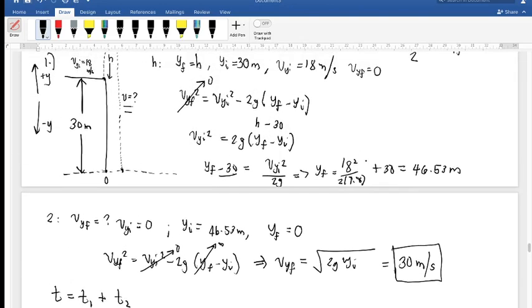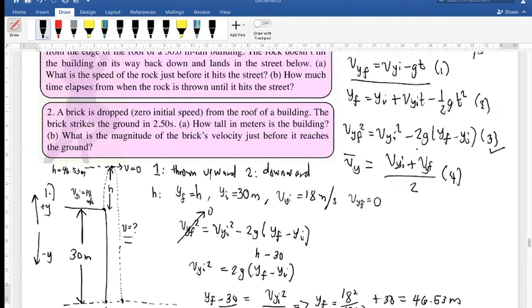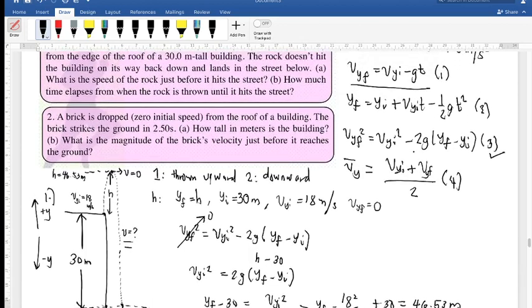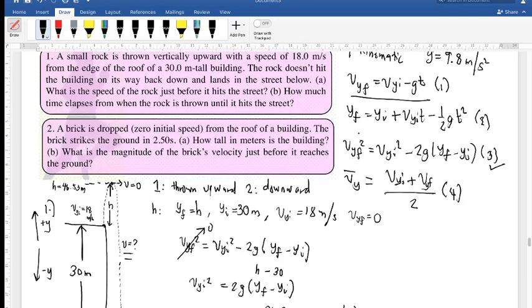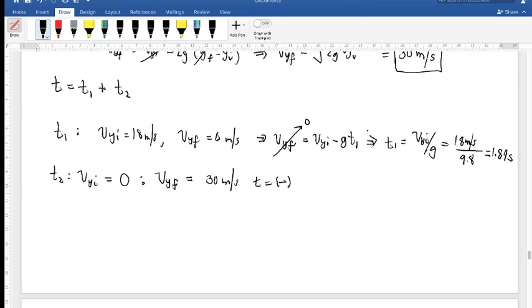So can we just use equation, how about equation 2? So can we use equation 2? So we have yf equals yi plus vyi t minus 1/2 gt squared. Yeah, we can use equation 2 other than equation 1.